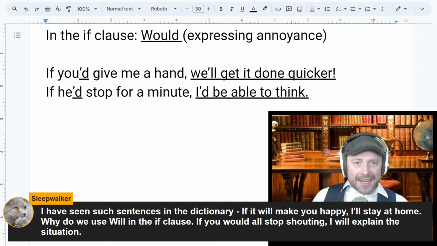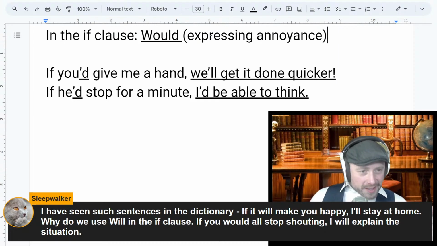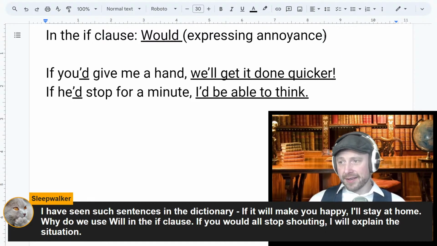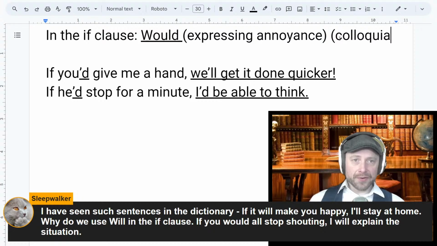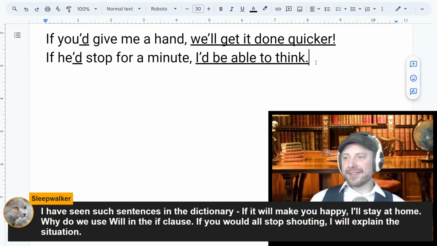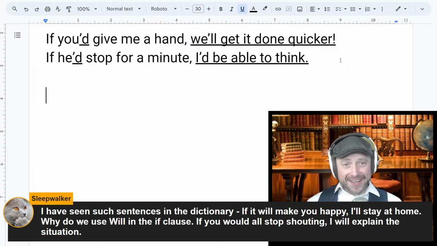So if you'd give me a hand, we'll get it done quicker. If you'd stop for a minute, I'd be able to think. It's like you're expressing that momentary annoyance that someone is or isn't doing something. Again, this is colloquial. Now, the really weird thing about this is you can even do it for things that aren't people.